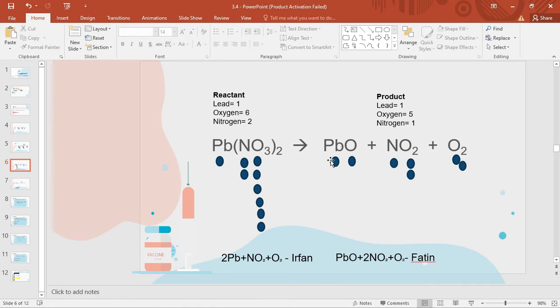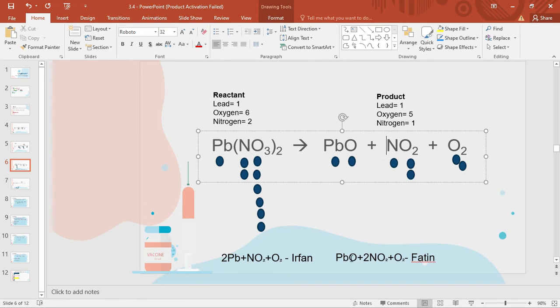Now the equation is not balanced, right? Like I said, we consider the metal first. Both metals are one atom, so leave it first. Now we check nitrogen. Is nitrogen on both sides balanced? No. What do we do first? We must put NO2, so we put 2 there.